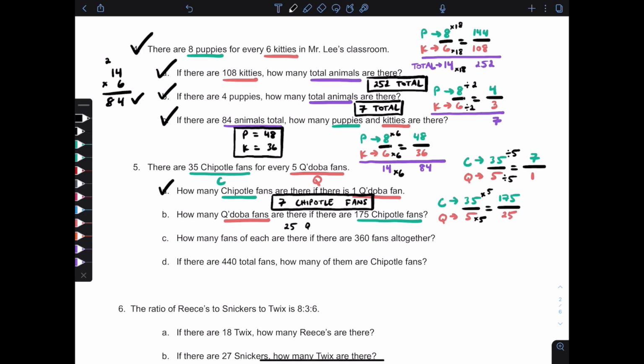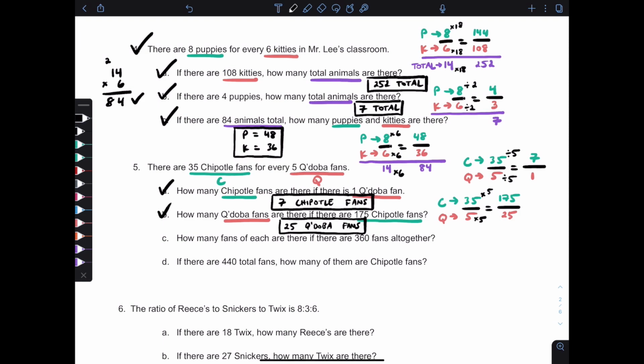Still outnumbered 7 to 1, right? For every one Qdoba fan, there's 7 Chipotle fans. So that should be a lot less. Part B now is complete.